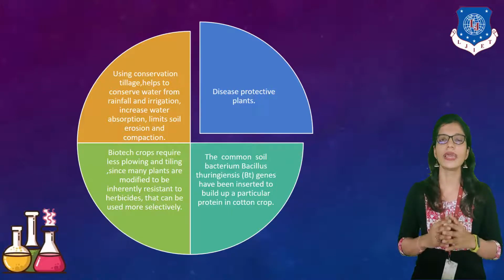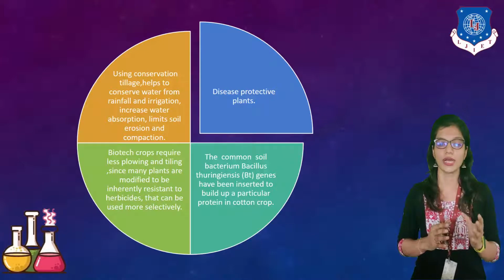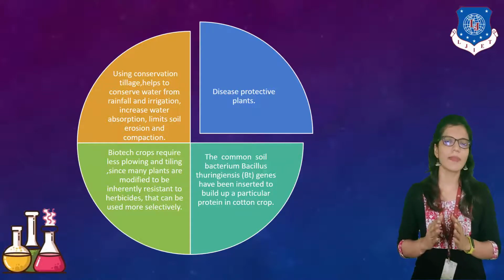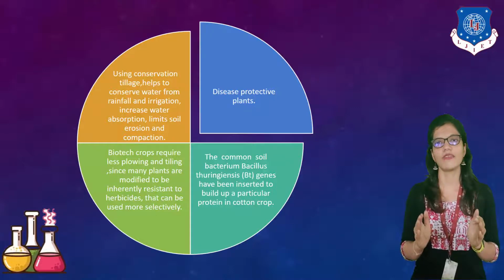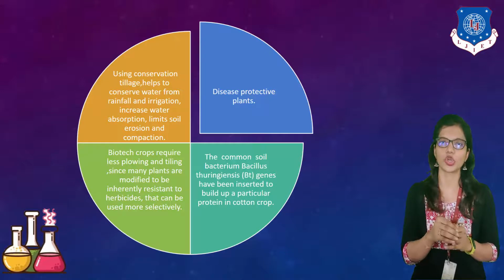Basically, using conservation tillage, it helps to conserve water from rainfall and from irrigation, and increases water absorption, and it limits soil erosion and compaction. In that manner it is beneficial for the plant, for the farmers, and for each and every person who is involved with that particular plant or crop. Right? In this manner we can create it.